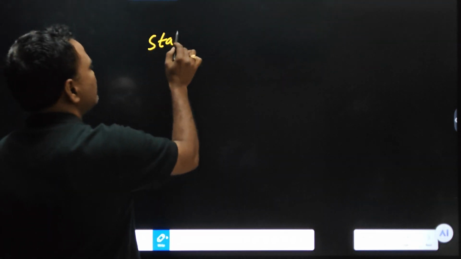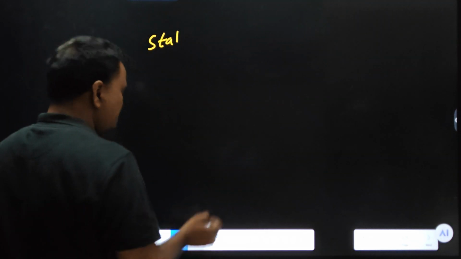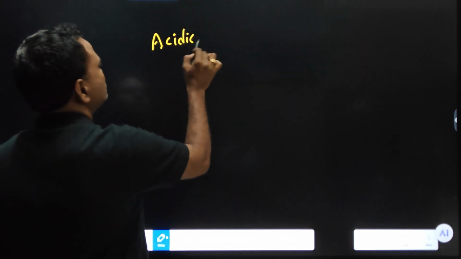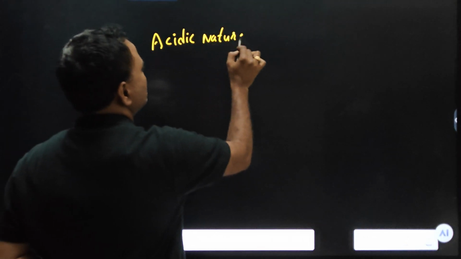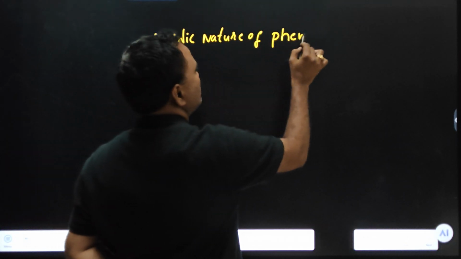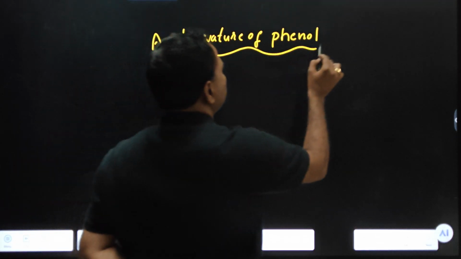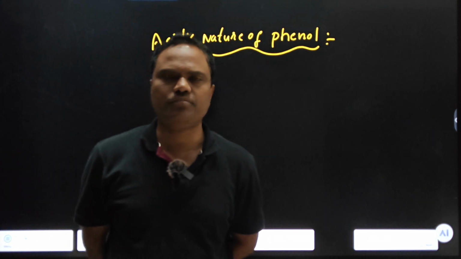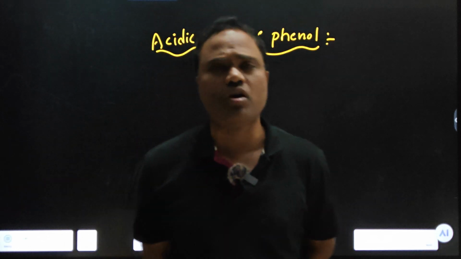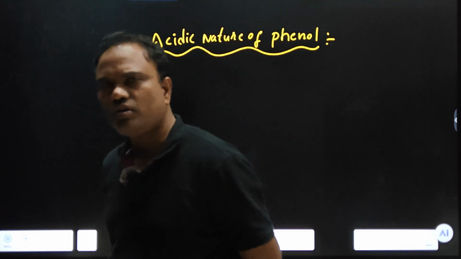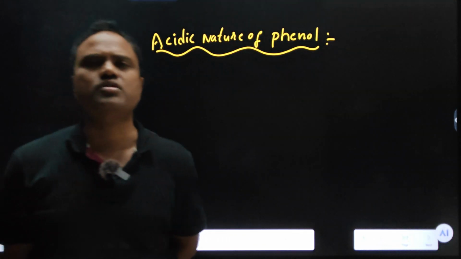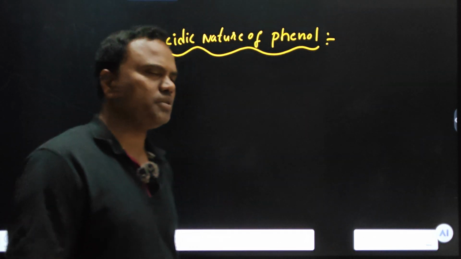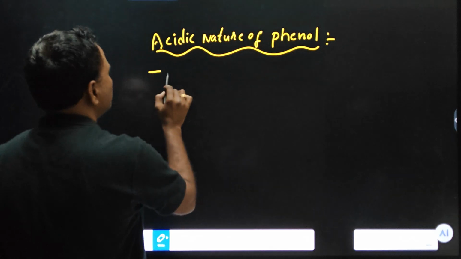Next application: stability of acidic nature of phenol. For acidic nature, the concept is the same. Whatever the functional group may be, whether it is alcohol, carboxylic acid or phenol, the concept is the same. Minus I, minus M should be present. Remember that point. So here also I am writing the same statement.